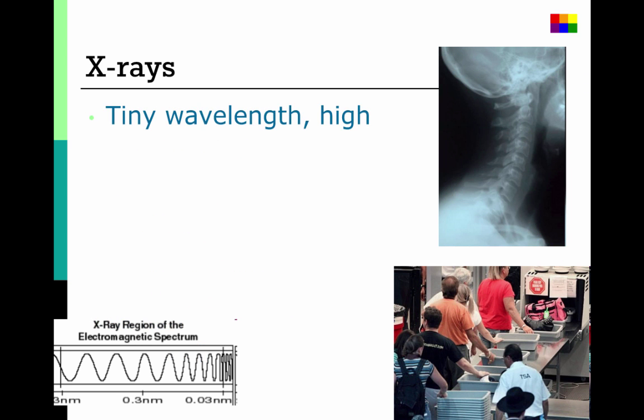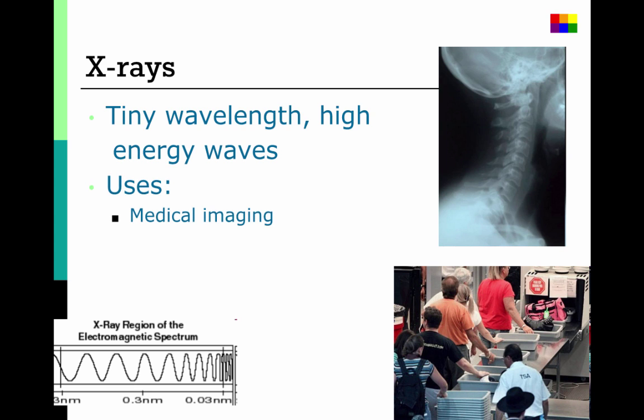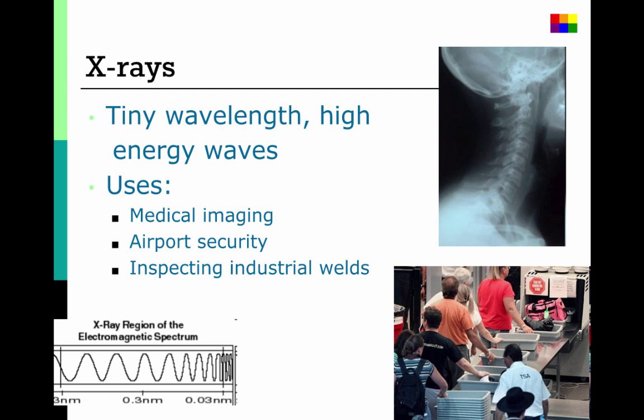Next one is X-rays. These have a tiny wavelength and high energy waves. Uses obviously are medical imaging, airport security, and inspecting industrial welds. If you ever become a welder and you're welding a ship together or a pipe together, in order to see if it has any cracks in it, they will actually X-ray it. And if they can see anything through the weld, it has to be taken apart and redone.